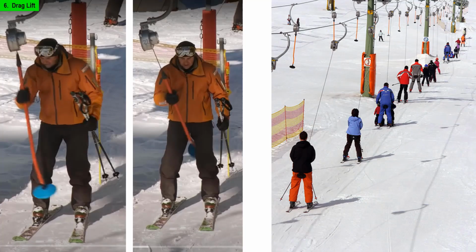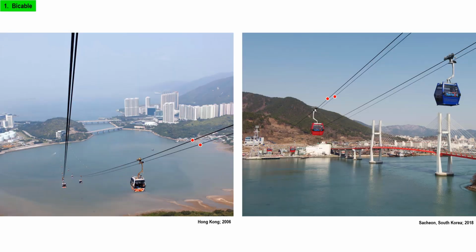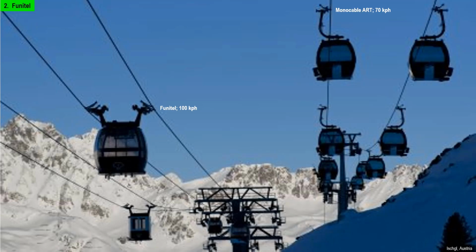A drag lift is a device placed between the legs that propels an individual skier up a mountain slope. The following are notable photos of minor CPTs. These are the only 2 bi-cable aerial cable cars in an urban area since the first urban ART was installed in 2004. This is a photo of a ski resort in Ischla, Austria.